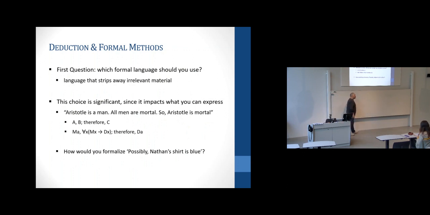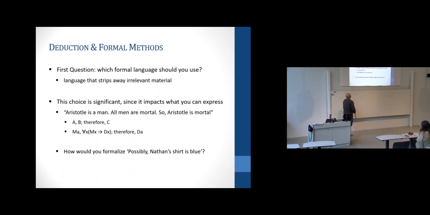And of course, a formal language is very helpful because it strips away irrelevant material. Which material counts as irrelevant? And this is a big challenge for this methodology. Because, of course, the choice is going to be really significant. It's going to impact what you can express, and hence what kinds of arguments or deductions you're going to find feasible.